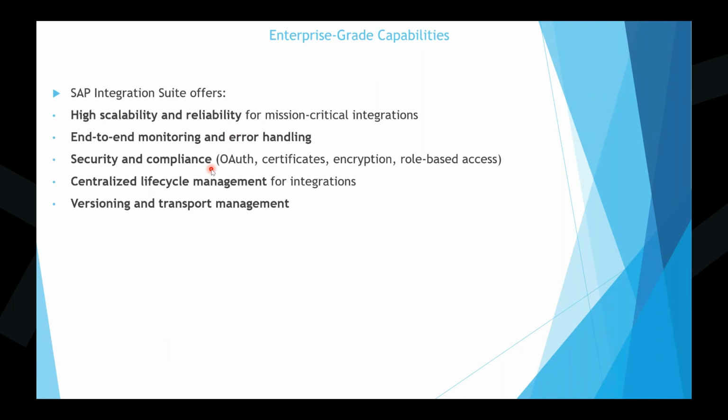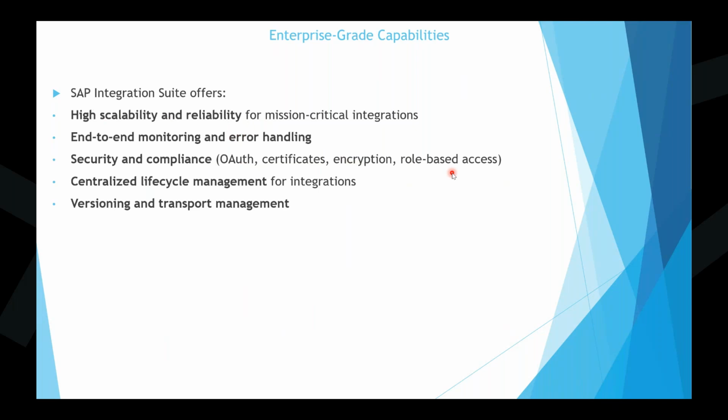Encryption: data is encrypted both in transit while moving and at rest while stored. Role-based access: different users get different permissions. A developer can build flows, but only an admin can deploy to production. Like that you can do it.